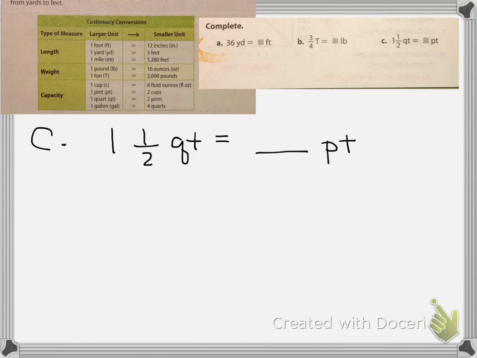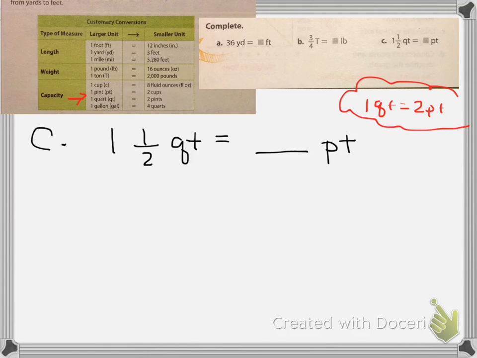All right, so let's go ahead and look at this last example, example C. It says 1 1/2 quarts equals how many pints? So let's first start by identifying the conversion rate. So we have quarts to pints, which is right here in our table. 1 quart equals 2 pints. Put that in a bubble here.